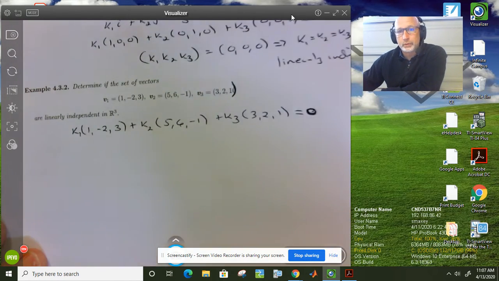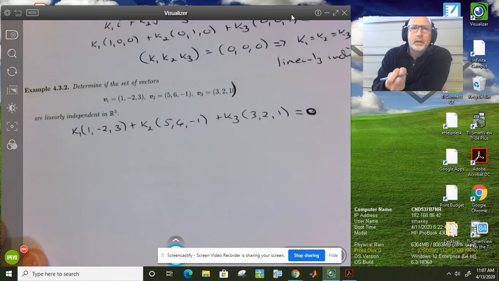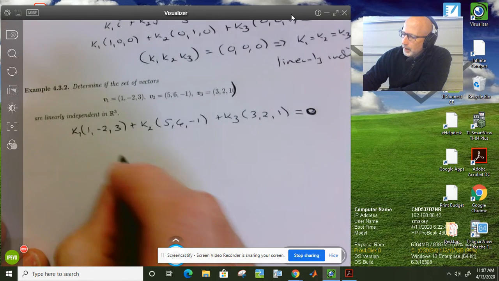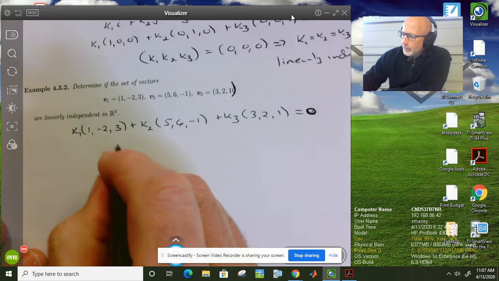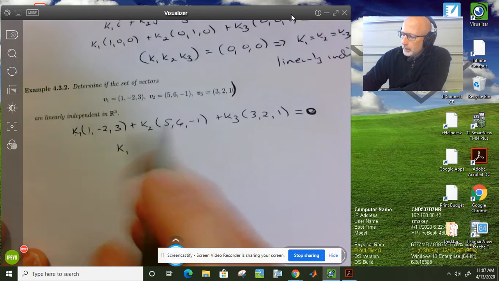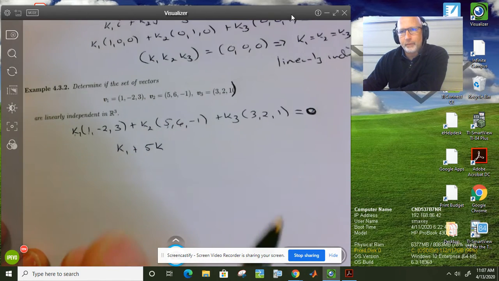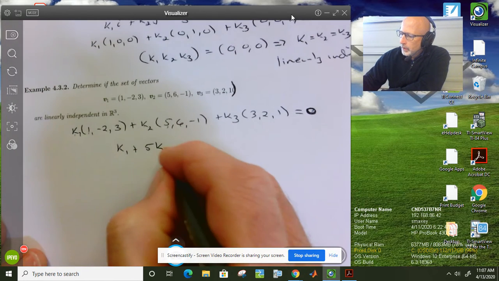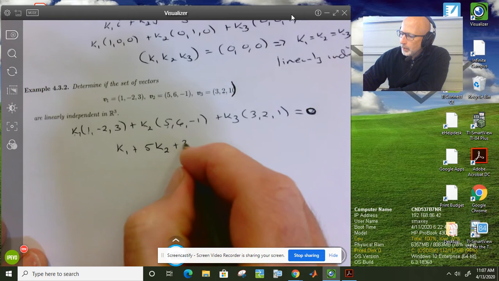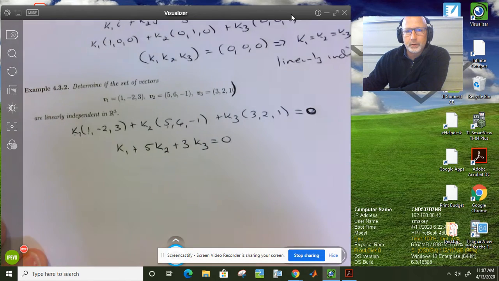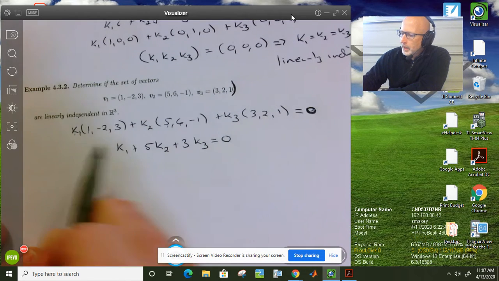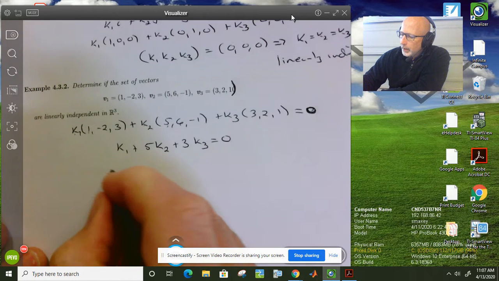So that's the vector 0, 0, 0. So when I expand these all and then combine the like terms, I'm going to have k1 plus 5k2, because these are all the first components of these vectors, plus 3k3, and that should be equal to 0.